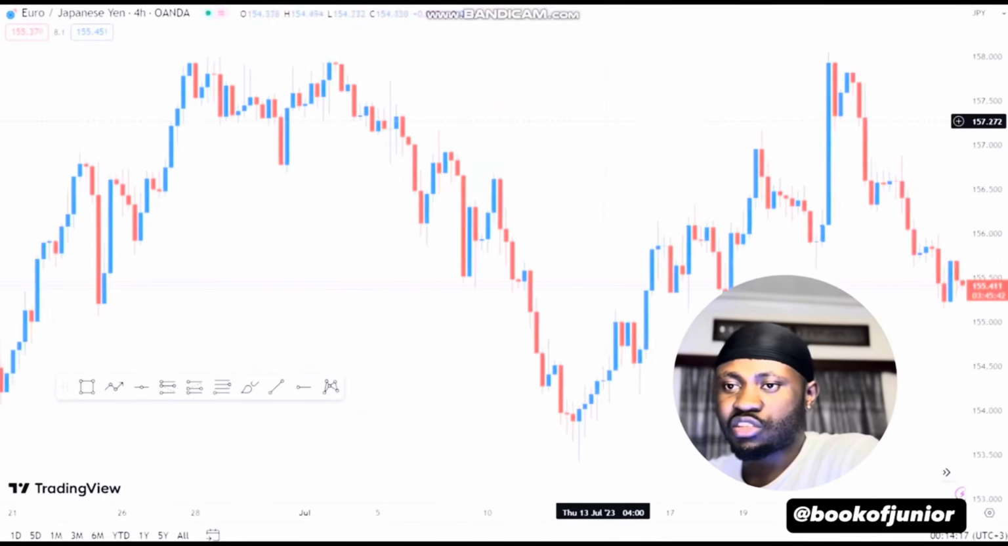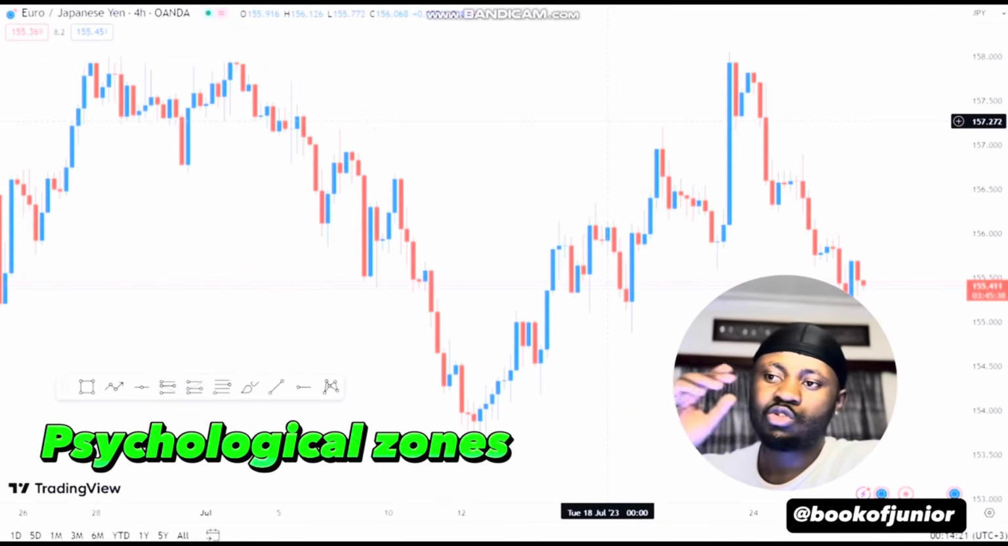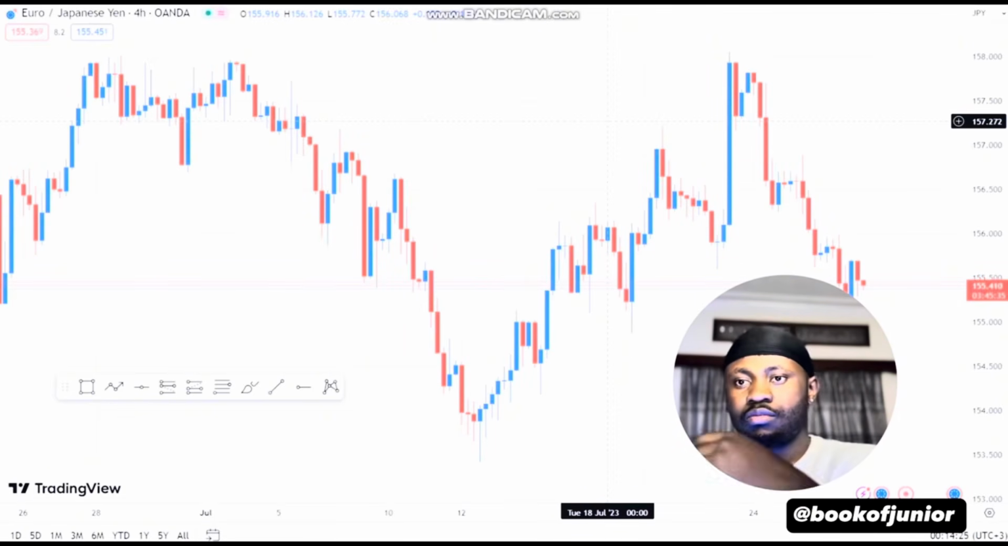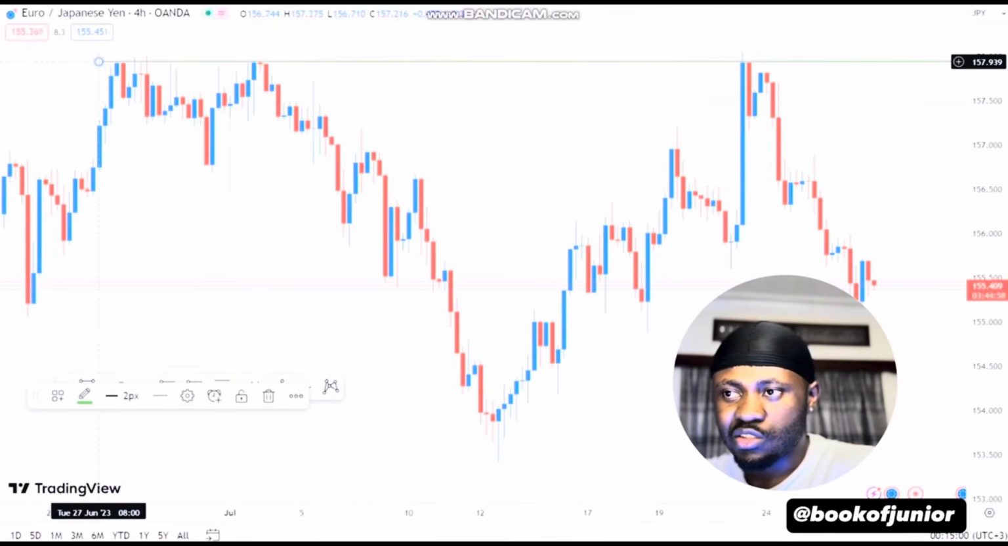Right now, what you can see, traders, is that we're going to be marking out psychological zones. We're going to create a strategy out of psychological zones. For whoever doesn't know, psychological zones are zones that act as support and resistance, as simple as that. This is what I mean. Now what you see up here, you're just going to use lines, guys. So this is the zone that I'm talking about right up here.